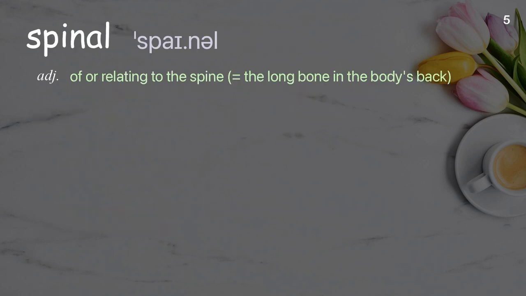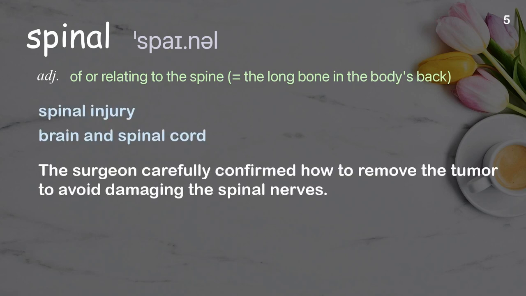Spinal. Of or relating to the spine, the long bone in the body's back. Examples. Spinal injury. Brain and spinal cord. The surgeon carefully confirmed how to remove the tumor to avoid damaging the spinal nerves.